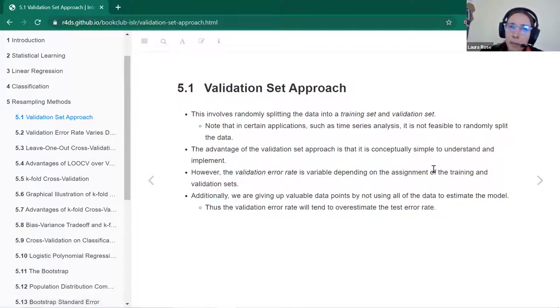The percent that was given in the book, I believe, is 50-50 for training set and validation set. I've seen other places 20%, 30% validation set.